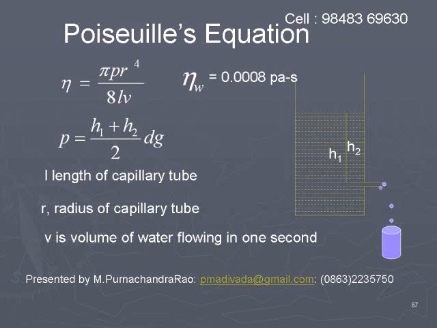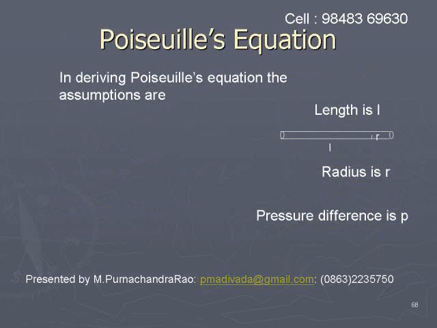Like this, we understand these parameters in the equation. By using this relation for eta, we can determine its value in the laboratory using Poiseuille's equation. While doing the experiment, we should know the assumptions made by Poiseuille. He assumed that the fluid in contact with the wall of the capillary tube is at rest.